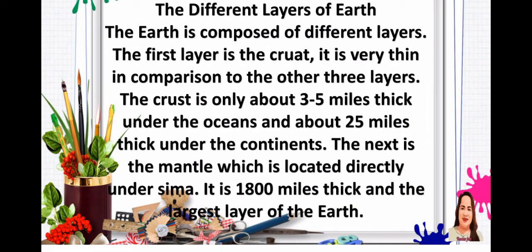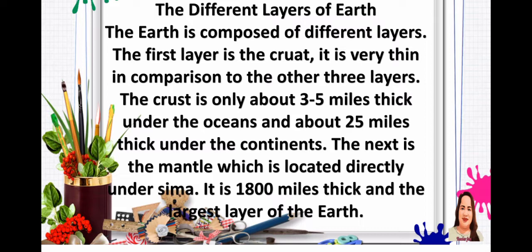The example is the different layers of Earth. The Earth is composed of different layers. The first layer is the crust. It is very thin in comparison to the other three layers. The crust is only about 3 to 5 miles thick under the oceans and about 25 miles thick under the continents. The next is the mantle, which is located directly under Sima.